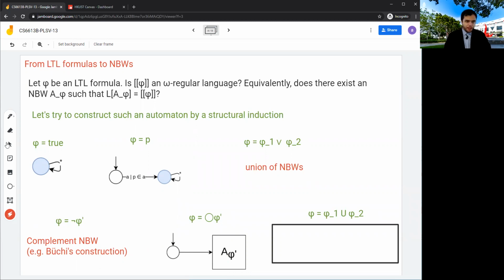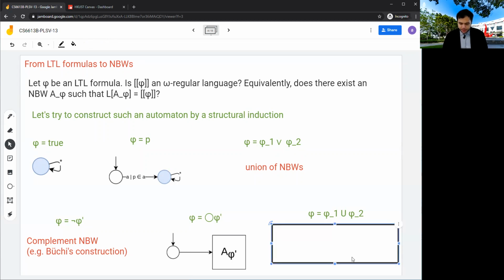Okay. But the case that is actually tricky and we cannot do this easily is until. So let's say that I have two different automata, one for phi1 and one for phi2. What happens when I want to do phi1 until phi2?